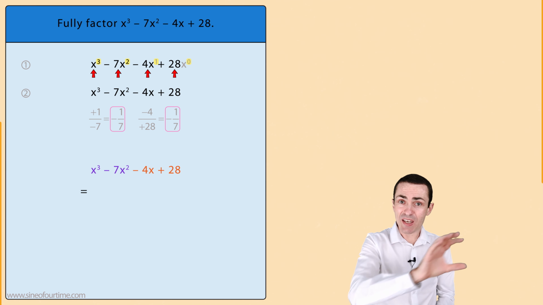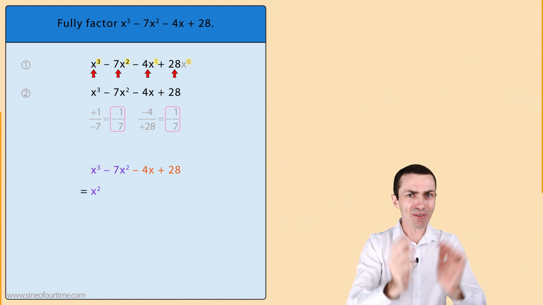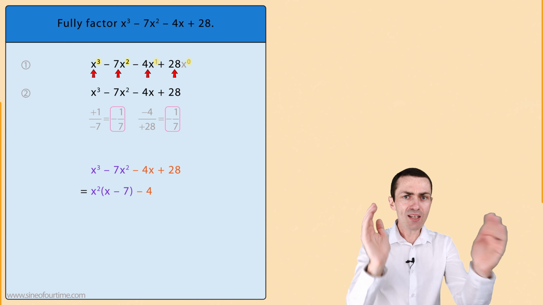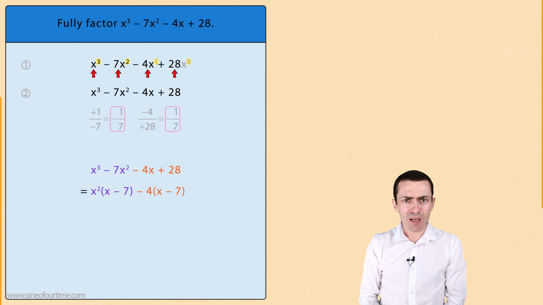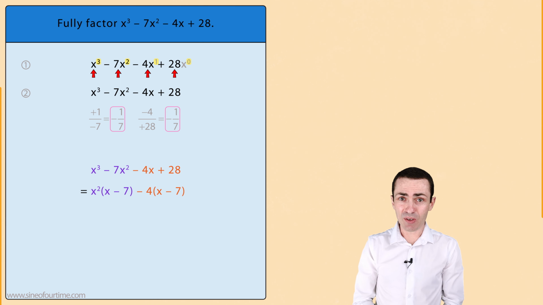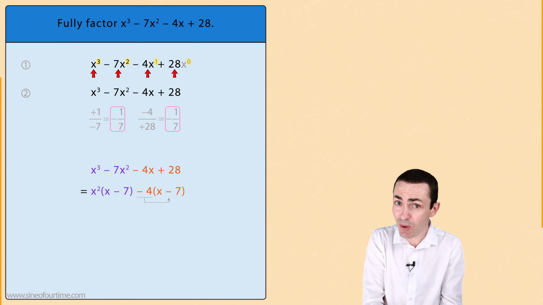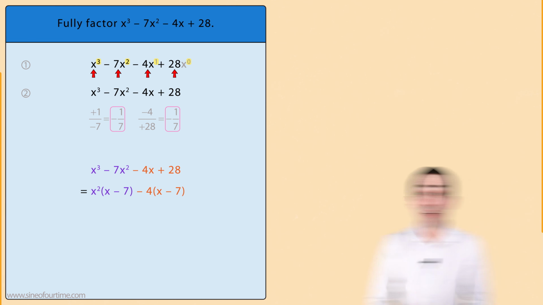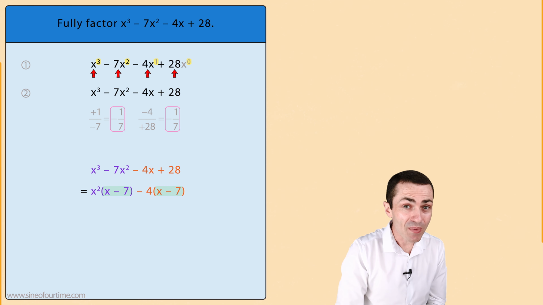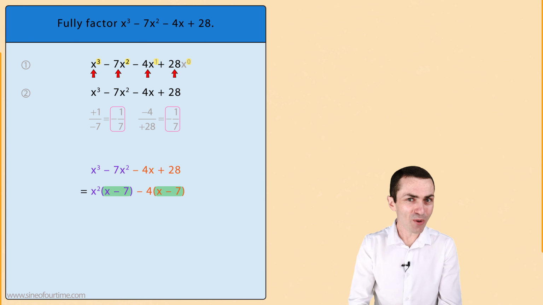For the first two terms, we can take out a common factor of x squared, leaving us with x minus 7. And for the last two terms, we can take out a common factor of negative 4, leaving us with x minus 7. To double check our work, we can take that negative 4 and multiply it by x minus 7 to see whether it gives us the original terms of minus 4x plus 28 in the polynomial, which it does. Notice that the expressions inside each of the brackets or parentheses are the same, which is exactly what we want and what we need in order for this method to work.